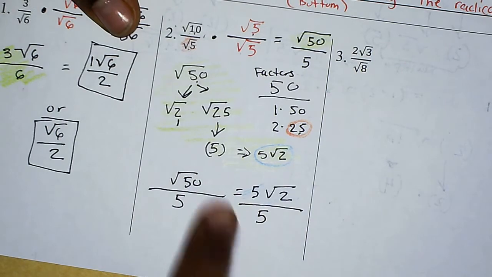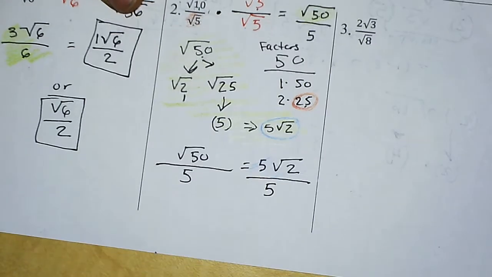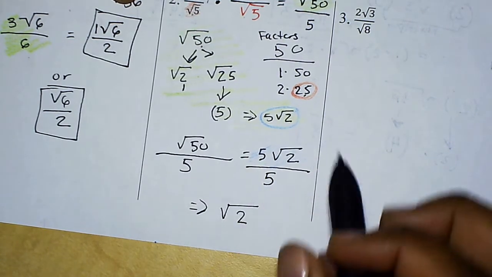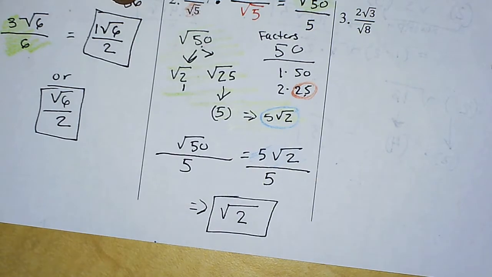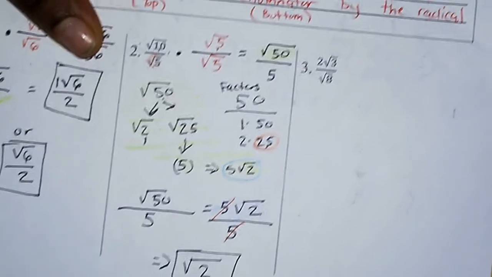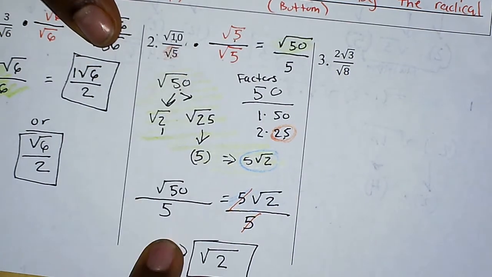Okay? Now I see that I have 5 on the top, 5 on the bottom. It's just like a fraction. That's 5 over 5. So my answer is just the square root of 2. Because these two cancel out. All right? So that's number 2. Let's do one more.